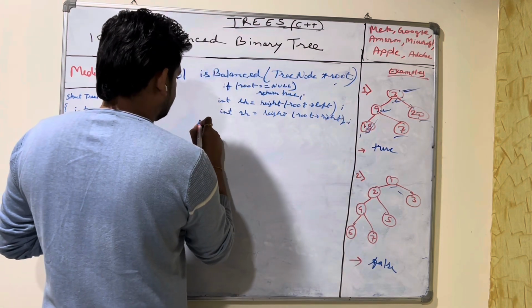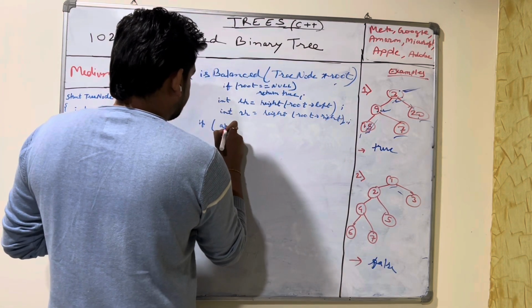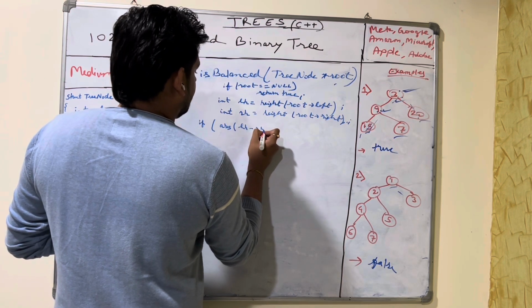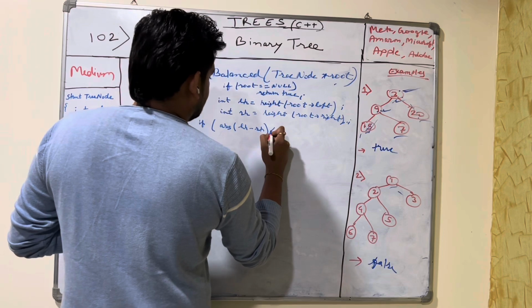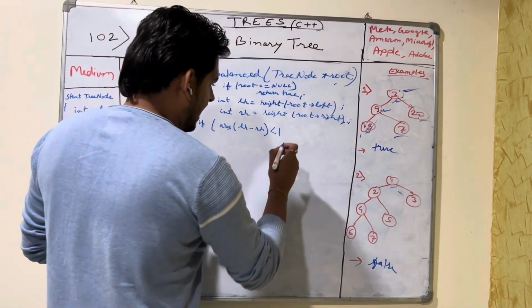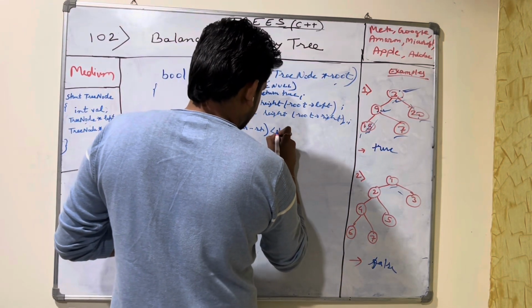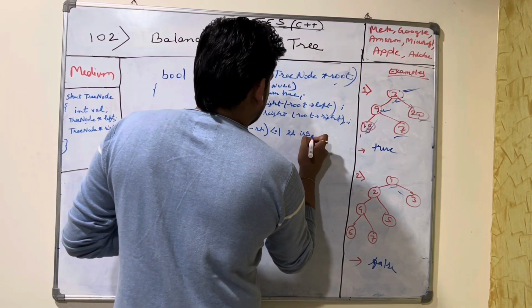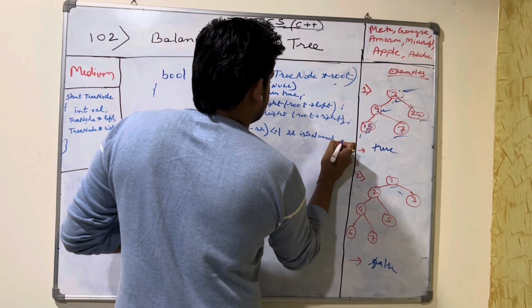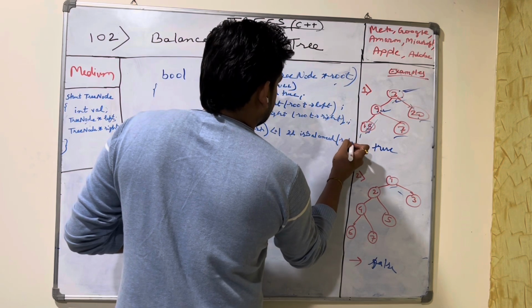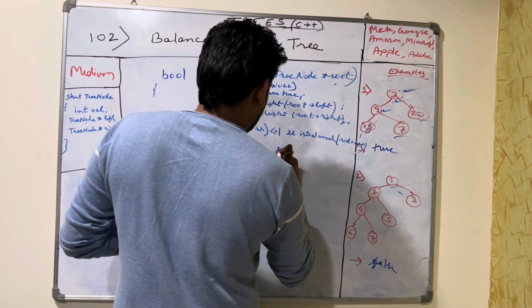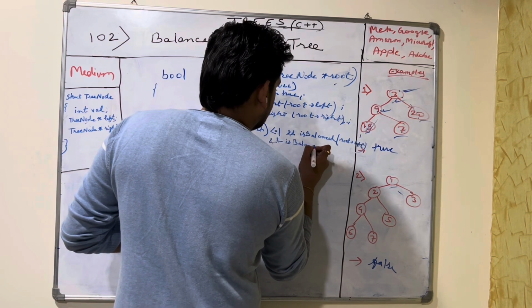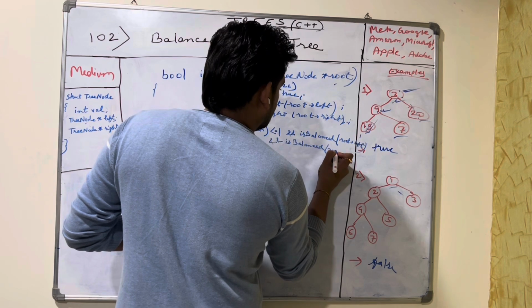Now if the absolute difference between this left height and the right height is less than or equal to 1, and if the other nodes are balanced, we check for root left and we check for root right.